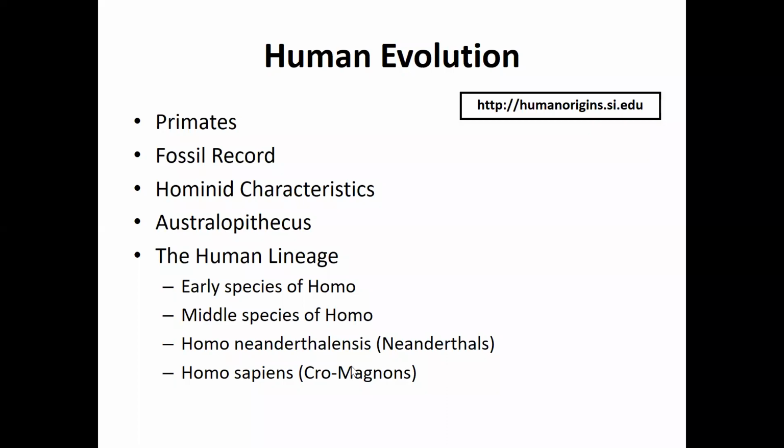In this lecture, we're going to discuss human evolution. We start by looking at primates in general, and we'll move on to the fossil record. We'll look at hominid characteristics, one of the earliest human ancestors, Australopithecus. Then we'll move on to the human lineage, including early species of Homo, middle species of Homo, Homo neanderthalensis, and then Cro-Magnons or Homo sapiens.